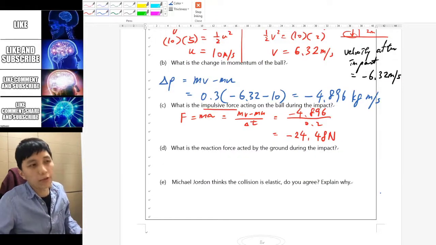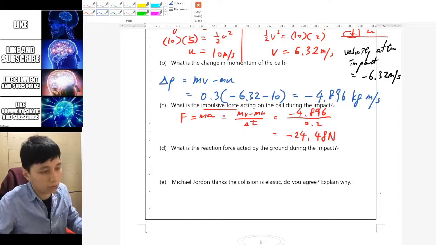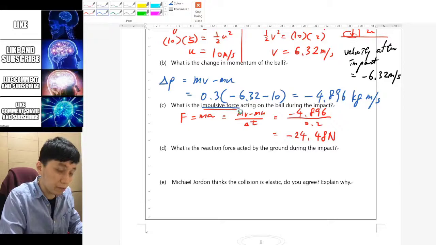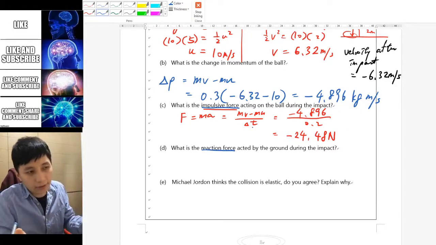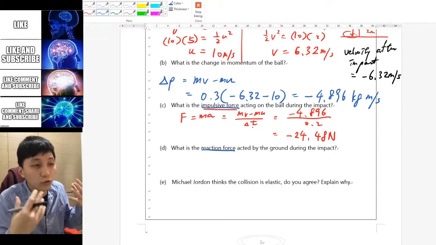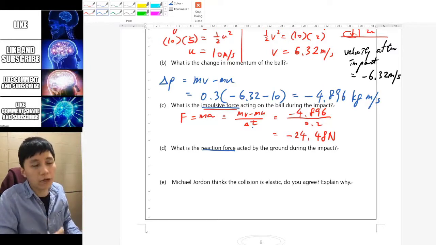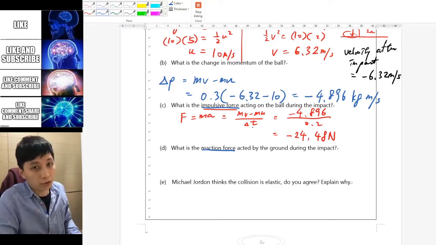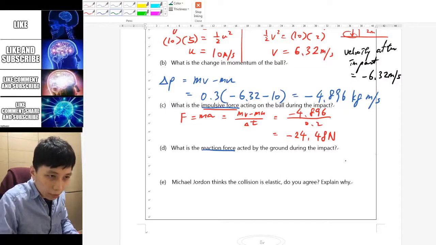Part D is probably the part that people struggle with most. There's a difference between the impulsive force that we calculated and the reaction force here. If you don't know how to do it, you can try to draw the free body diagram. That means the force diagram on the ball during the impact. If you haven't tried that out, or if you don't know how to do this, pause the video and try to draw the force diagram now. A few moments later. Okay, so let me try to do it.